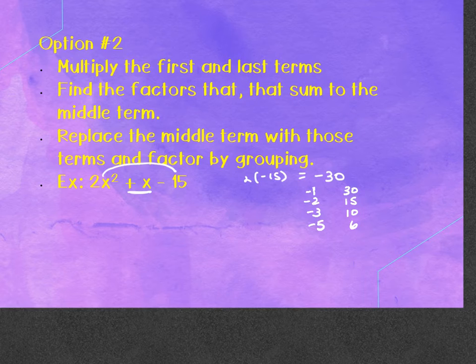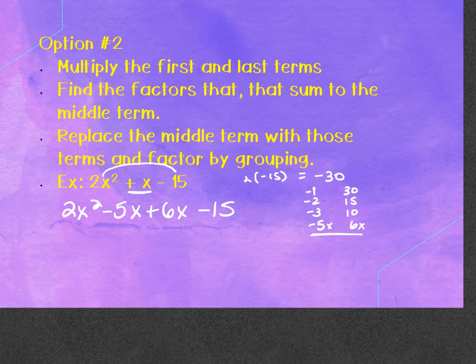Now that's not my answer. These two terms with an x on them replace my middle term. The order doesn't matter there. I could have done 2x squared plus 6x minus 5x, as long as the positive goes on the 6 and the negative goes on the 5.